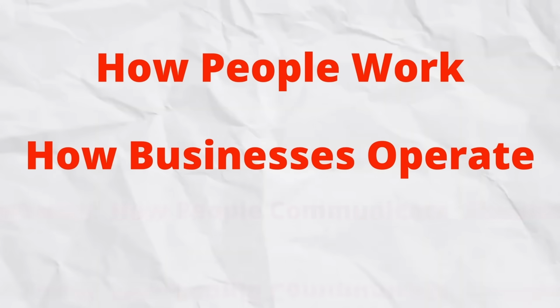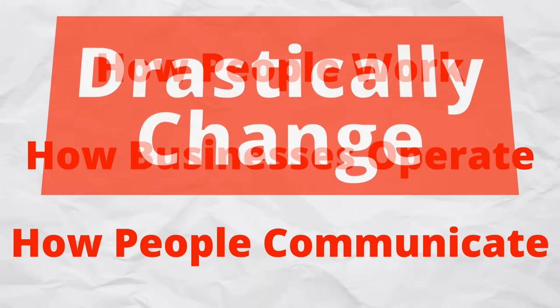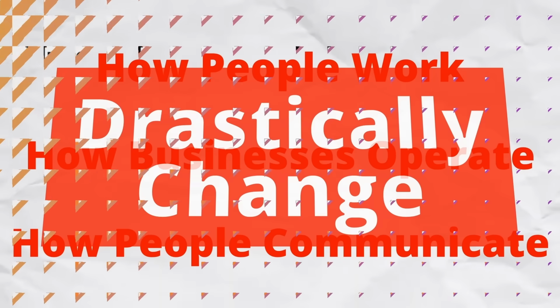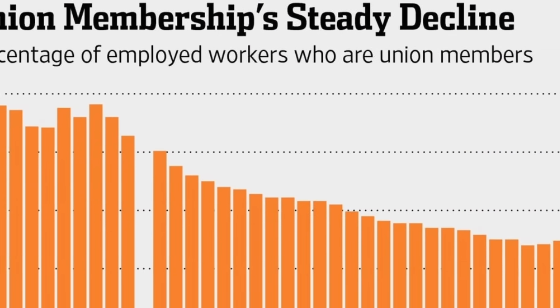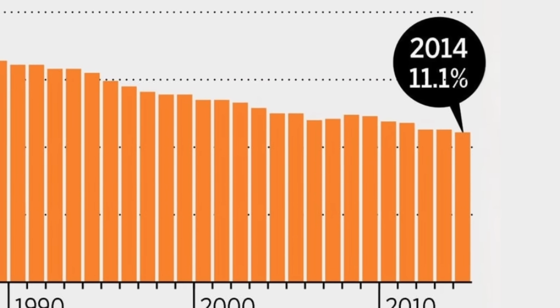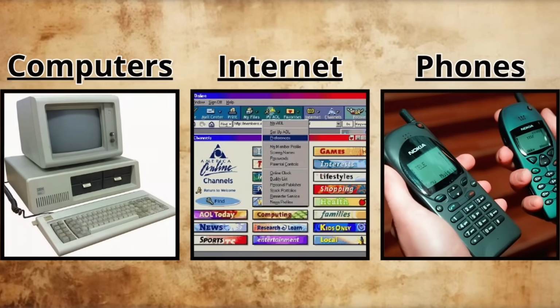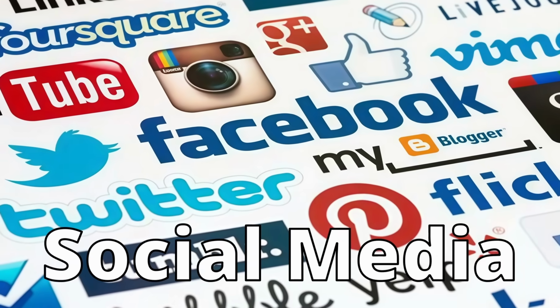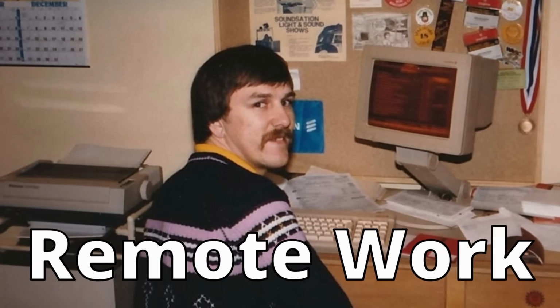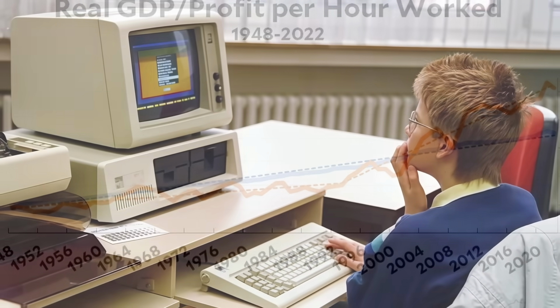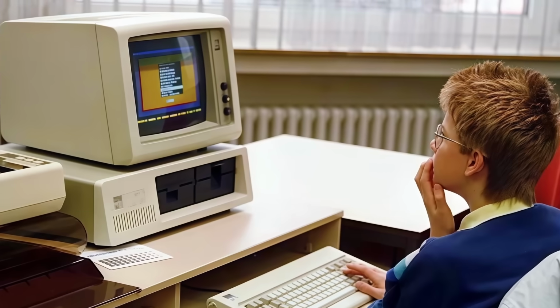This means how people work, how businesses operate, and how people communicate all drastically change in a brief period. This also means that labor unions dramatically decline alongside factory jobs. And I want to point out that this new technology, like the internet and computers, really does change everything. For example, later you have social media, along with stuff like remote work becoming a possibility. You also see a spike in production because new technology makes it so workers can produce more in less time.